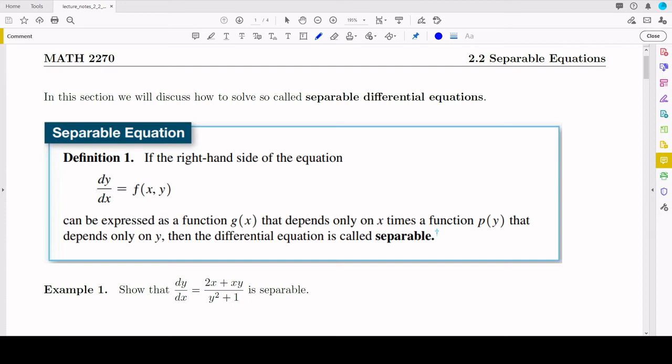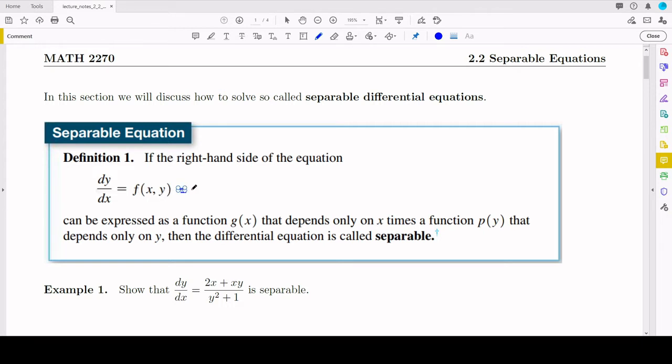In this section, we will discuss how to solve so-called separable differential equations. So definition 1 says what a separable equation is. If the right-hand side of the equation dy/dx = f(x,y) can be expressed as a function g of x that depends only on x times a function p of y that depends only on y, then the differential equation is called separable.